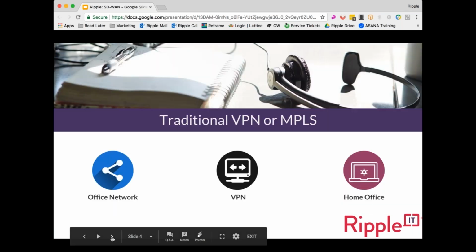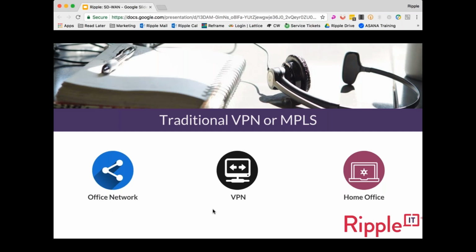So you talked about MPLS, but I've also heard that a lot of folks like to use VPN to connect offices. I was wondering if you could use that MPLS or VPN example to really clarify what that is and how SD-WAN might actually be different.